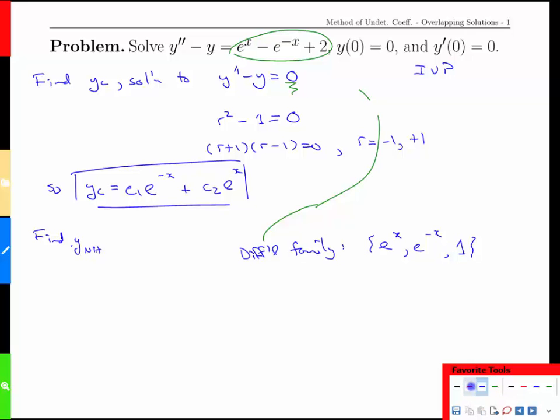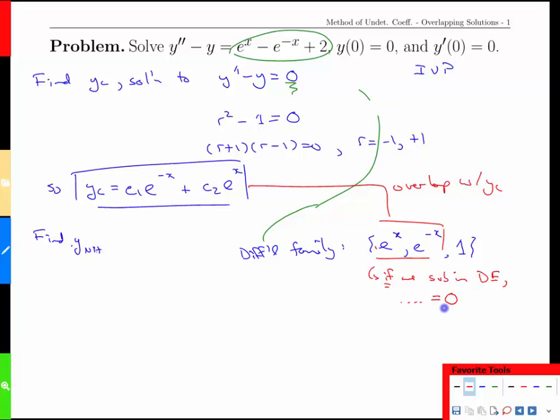However, we do have a difficulty. You'll notice that these two functions here overlap. They're already present in the complementary solution. What that means is that if we sub those in to the DE, we're going to get a whole bunch of stuff that equals 0. Why do we know that? Well, we know e to the negative x is a solution to the complementary homogeneous version. So literally, if we plug it in, we get 0. There's no way we can plug it in and get an e to the x back out. It's not going to happen.